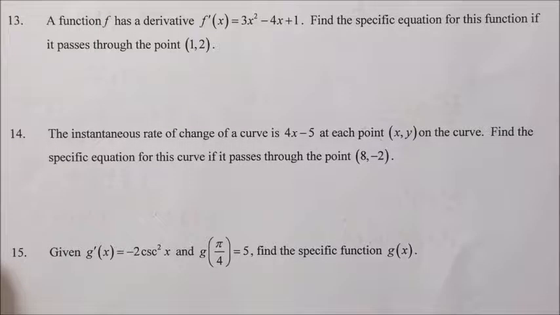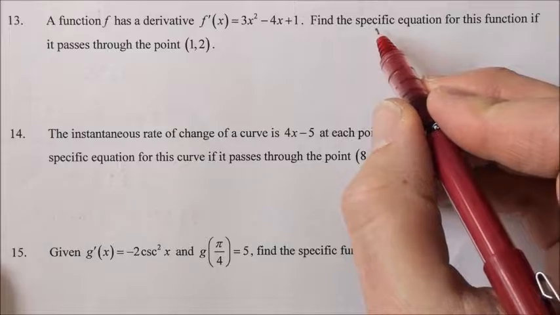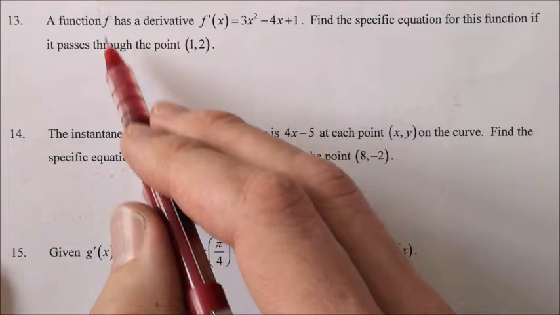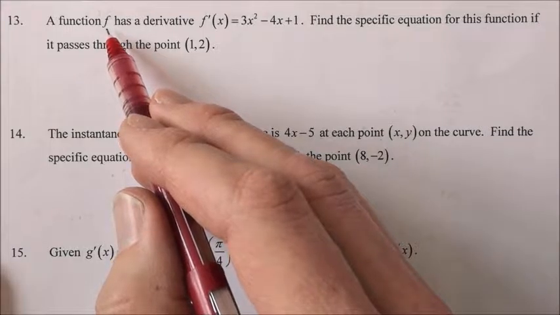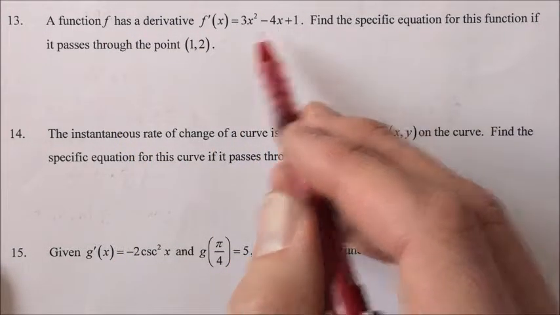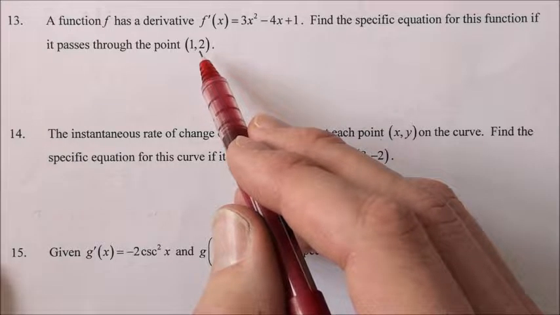Okay, so now we're still doing antiderivatives, but we are also finding a specific solution, which means we are solving for C. So we're asked to find the specific function f, knowing that f prime is equal to 3x squared minus 4x plus 1, and that we pass through the point (1, 2).